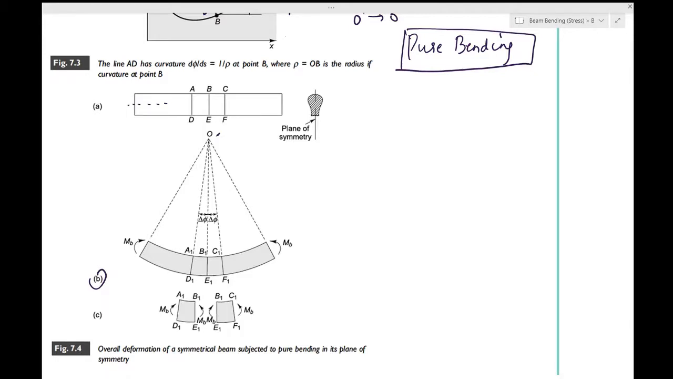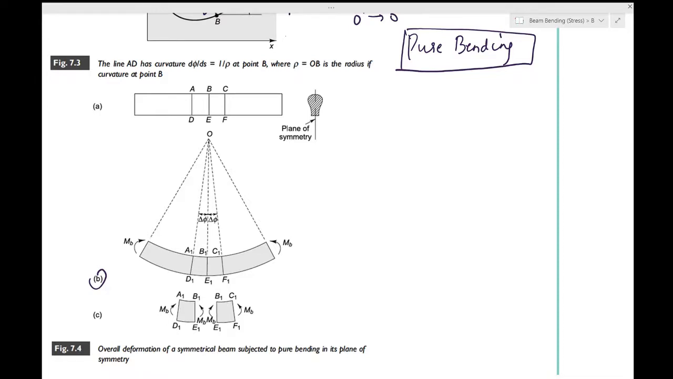There's a reason why we have taken this delta phi the same: about BE, both sides are equidistant, and since both are experiencing the same bending moment, there would be a symmetry in their deformation. So they would make the same angle delta phi. So that's the first part of it.